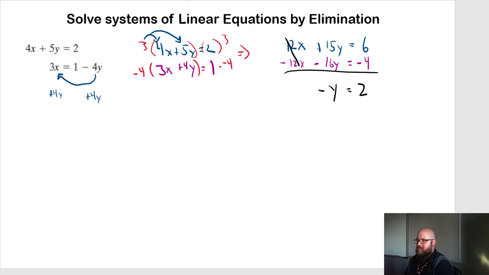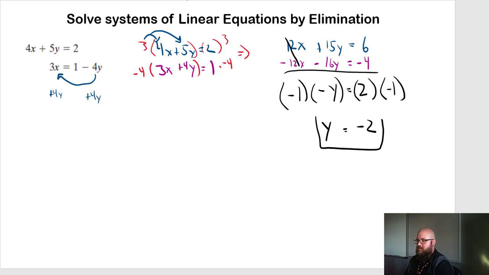And then you just need to change signs. So we're going to multiply this times negative 1 to make that a positive y, and we'll multiply the 2 times a negative 1. Put these in parentheses, to make it a little easier to understand. So negative 1 times a negative y should give you a positive y, and then you're left with 2 times a negative 1, which gives you negative 2. So we know our y value is negative 2. We've got one value right here, negative 2.